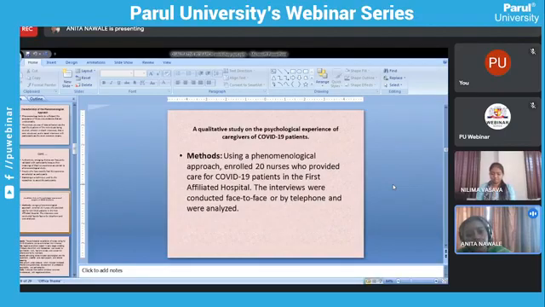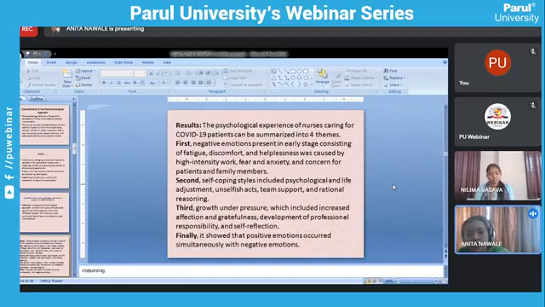Next, I told you about an example, a qualitative study on the psychological experience of caregivers of COVID-19 patients. In the study, 20 nurses who were providing direct care to COVID-19 patients were taken as participants, and face-to-face interviews were taken from them as they were the first participants from the hospital. Results showed four themes emerged: first, negative emotions; second, self coping styles; and third, growth under pressure. Finally, they showed that positive emotion occurred simultaneously with the negative emotions.